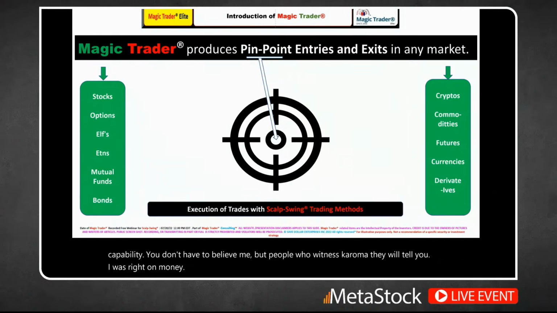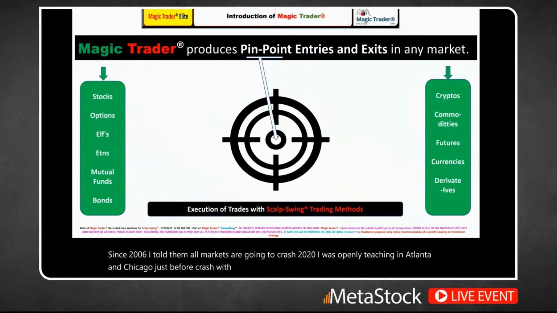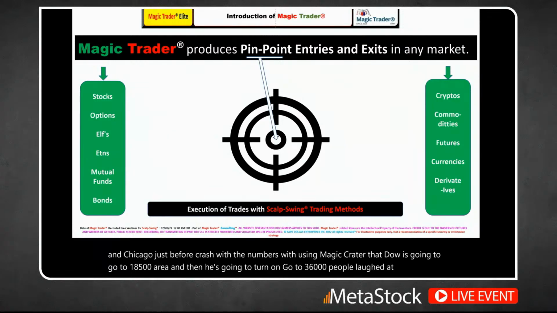I have predicted in writing 4 crashes. 2008 crash, I've been educating people in writing. 800 traders in my group. Since 2006, I told them all markets are going to crash. 2020, I was openly teaching in Atlanta and Chicago just before the crash with the numbers, using Magic Trader, that the Dow is going to go to 18,500 area. And then it's going to turn around and go to 36,000. People laughed at me. Oh, are you kidding? How can that happen?